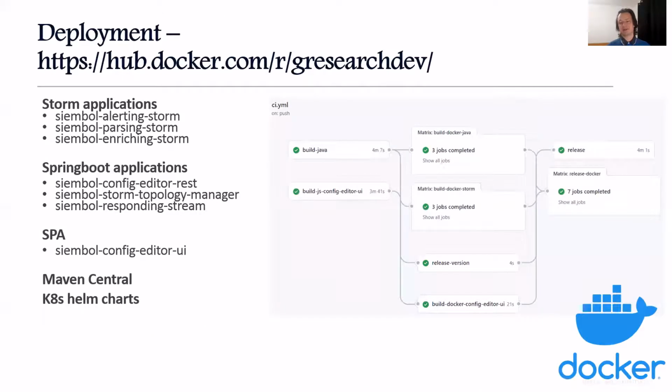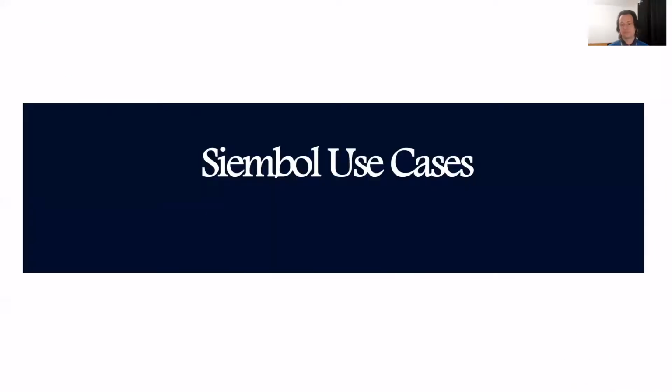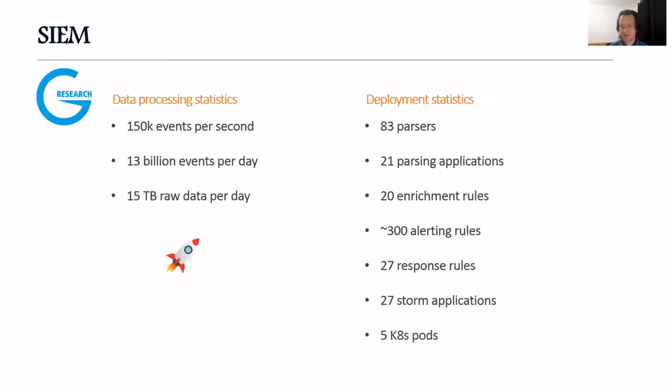Siembol CI/CD pipelines build 7 Docker images and release Java packages to central Maven. We are publishing Kubernetes Helm charts to easily deploy Siembol on a Kubernetes cluster. Siembol can be used as a security information and event management system using open source big data technologies.